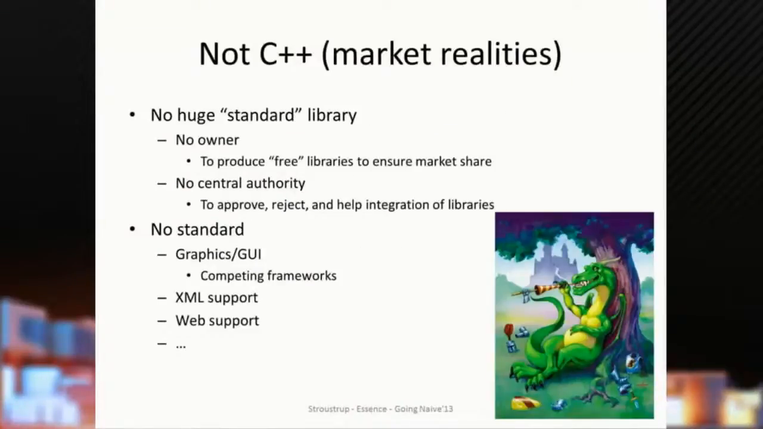There are also things that are not C++ for reasons that are regrettable, but they're market realities. There's no huge standard library because we don't have an owner, we don't have a sugar daddy that can produce free libraries to ensure market share. We would like to fix that. I'm sure Herb will say something about it. Yeah, he's got a big grin on. It's one of his favorite topics.